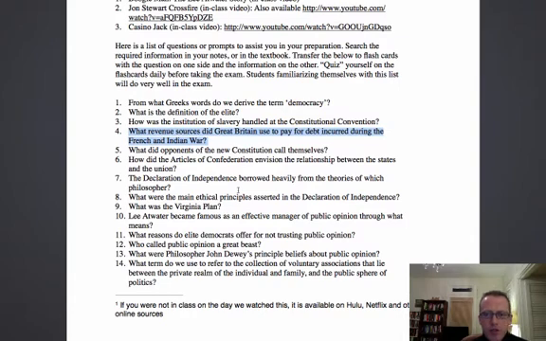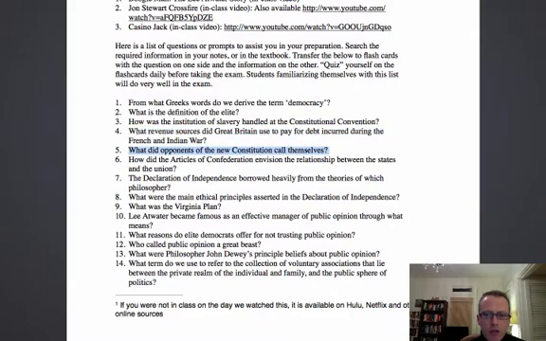What revenue sources did Great Britain use to pay for debt incurred during the French and Indian War? We have a variety of taxes that were introduced. You should look through the readings to find out what those taxes were.